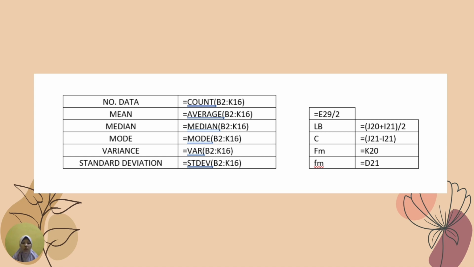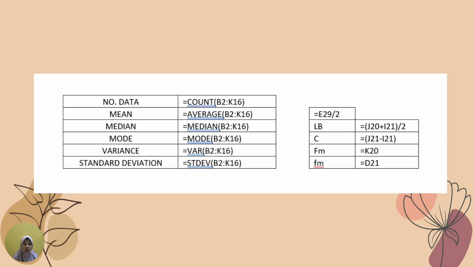the number of data, mean, median, mode, variance, and standard deviation values. For example, for the number of data, we use count. For the mean, we use average. For median, we use median. For mode, we use mode. For variance, we use var. And for standard deviation, STDEV.